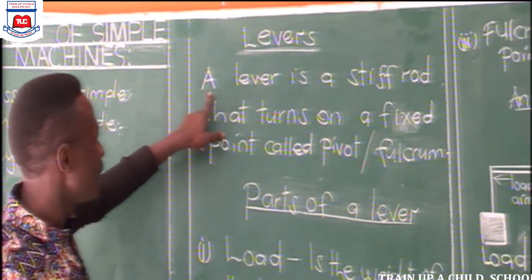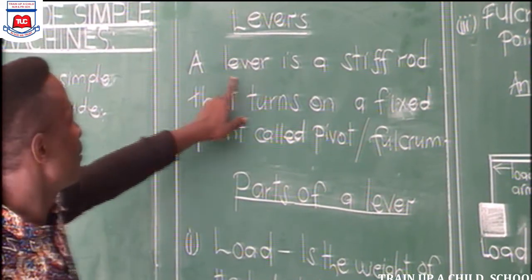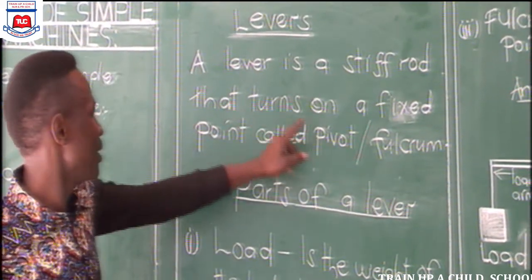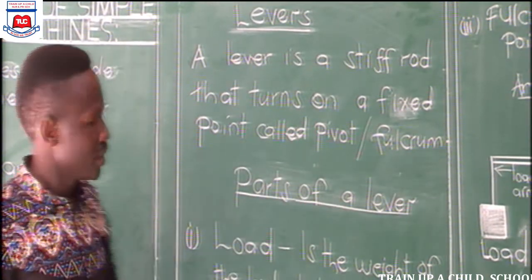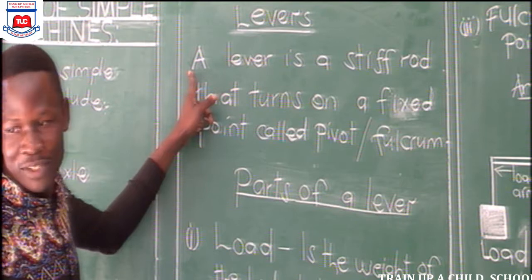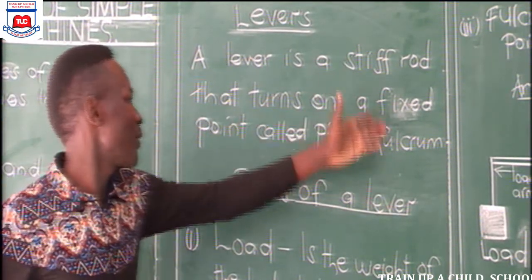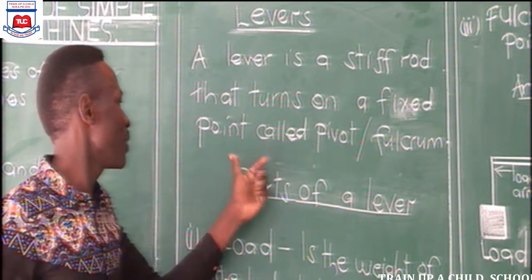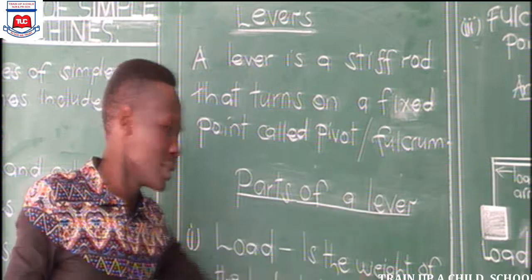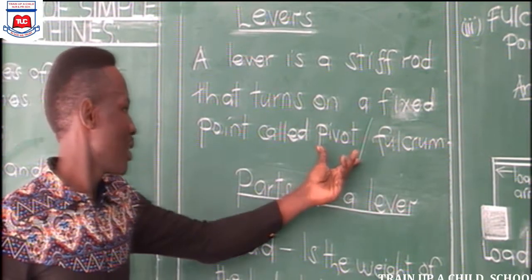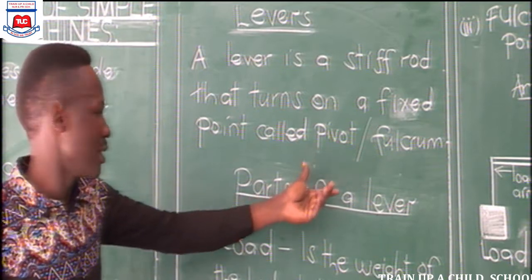And the definition is well written on the whiteboard. A lever is a stiff rod that turns on a fixed point called pivot or fulcrum. What's a lever, Simon? Very good, Simon. A lever is a stiff rod that turns on a fixed point called fulcrum or pivot. So another word to mean fulcrum is pivot. And what's pivot? Pivot is a turning point of a machine. Very simple, just like ABC.